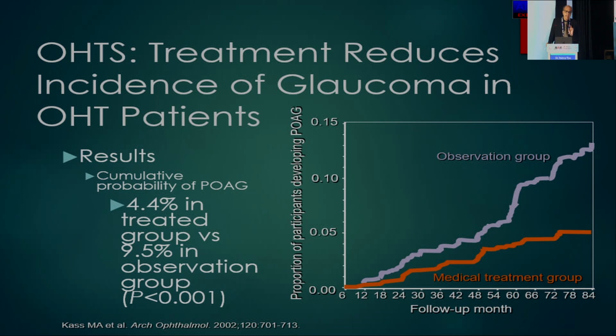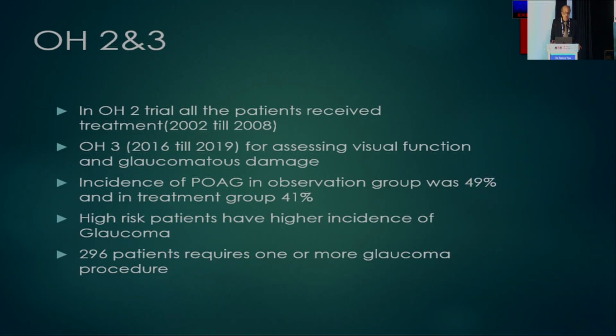So if you see this, you find that almost 90% of the patients will not progress to POAG on 7 years follow-up if you do not treat them. So why treat all 100 patients, just to give benefit to 10% of patients? Then let us see, there is trial 2 and trial 3 as well.